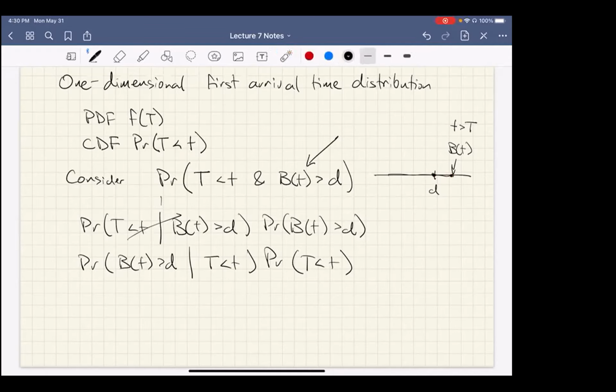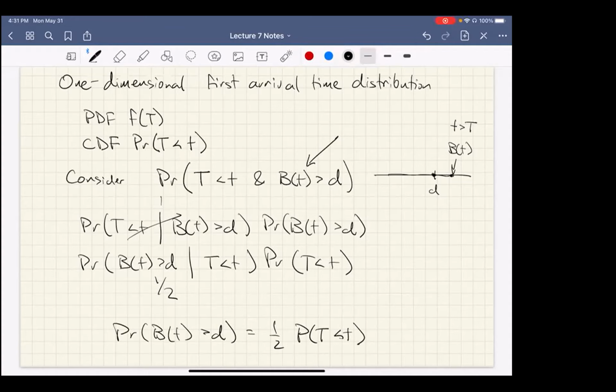You can do this rigorously. There's more rigorous ways to derive this, but because this is a Brownian motion without drift, if I know that I'm here, it's a zero mean. So you can imagine the Gaussian distribution like so, and it's 50% that I'm on this side as opposed to this side. So I'm going to hand wave and say this is 1/2. Now notice that by Bayes' rule, these two are equal to each other. So this implies the probability that B of t is greater than d is 1/2 the CDF of the first arrival time.